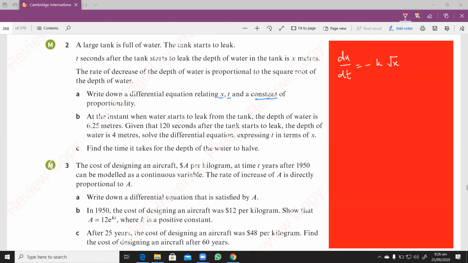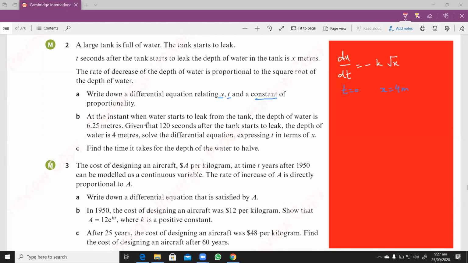Okay? Now it says at the instant when water starts to leak from the tank. So that means when the time is 0. The depth of the water is 4 meters. So x is going to be equal to 4 meters. And then it says, solve this differential equation expressing t in terms of x.